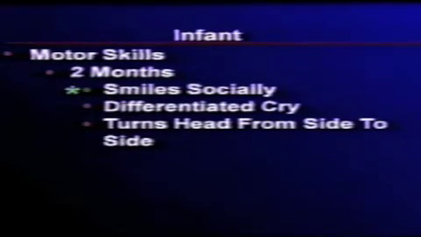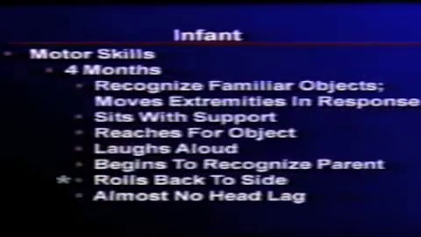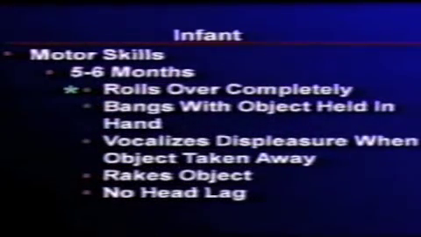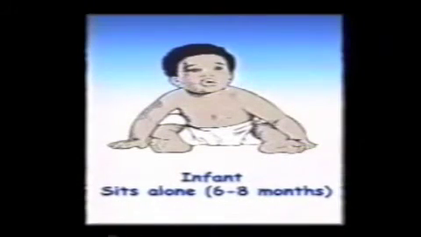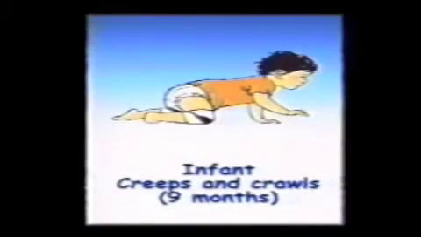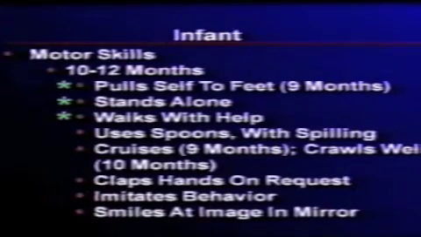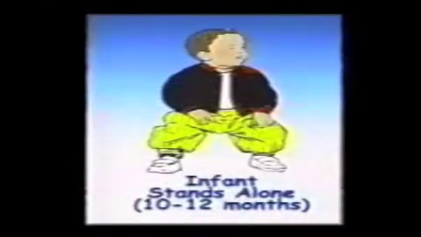With a 3-month-old, they reach for objects. With a 4-month-old, they roll from back to side. A 5 to 6-month-old rolls over completely. At 6 to 8 months, they sit alone, with creeping and crawling at 9 months. Then in the 10 to 12-month range: pulling self to feet, standing alone, walking with help.